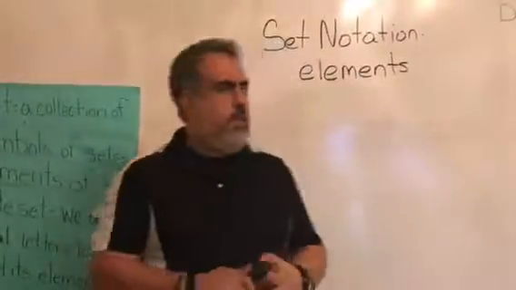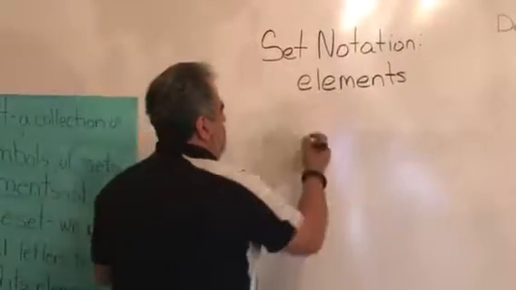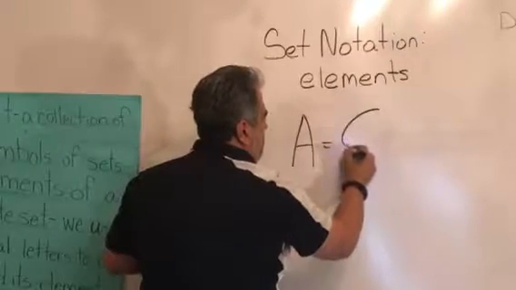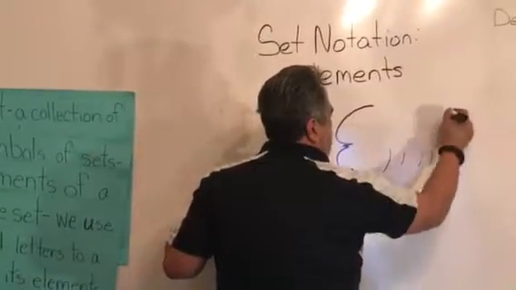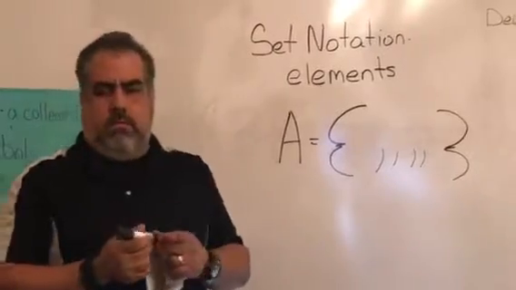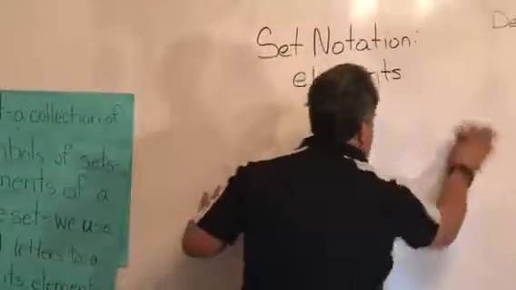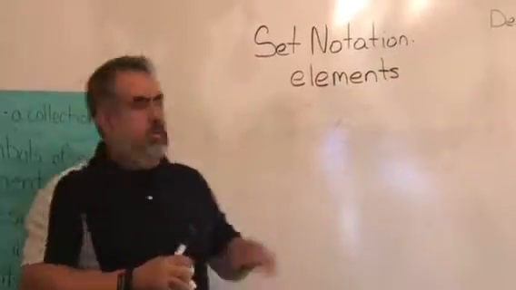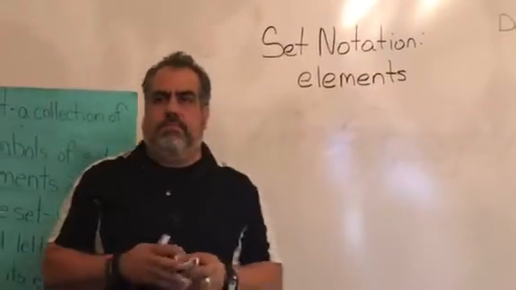And just remember, you have to have a capital letter. Let's write that down real quick, just to remind you. You need a capital letter, could be any capital letter. The braces, and then commas to separate them. And then the other brace. Okay, guys? I'm going to erase that real quick. Okay, so today we learned about set notation and elements. Any questions? Okay, thank you.